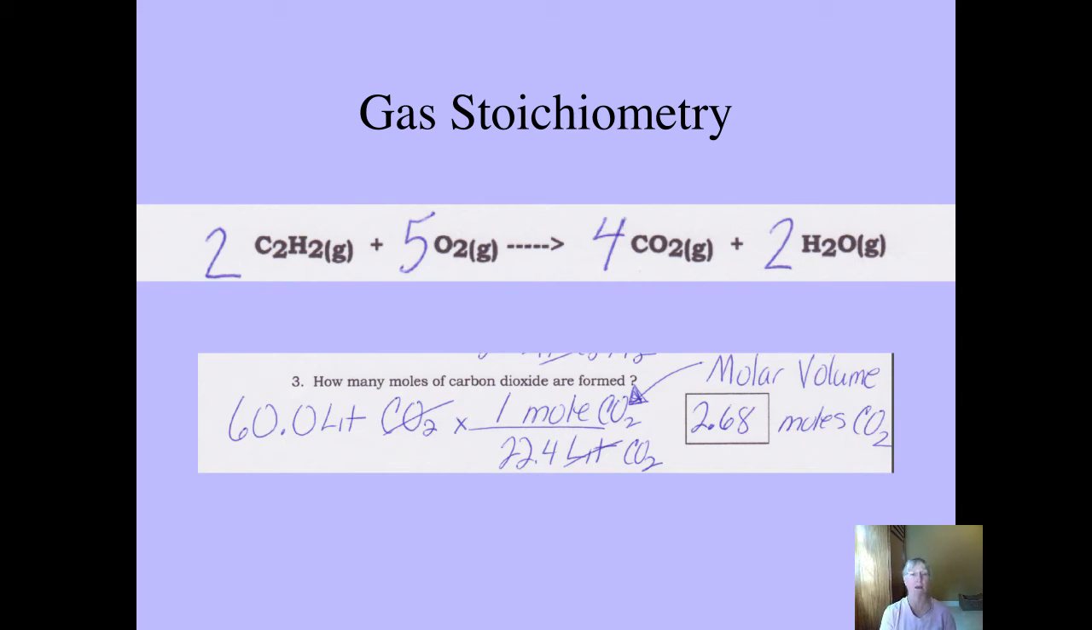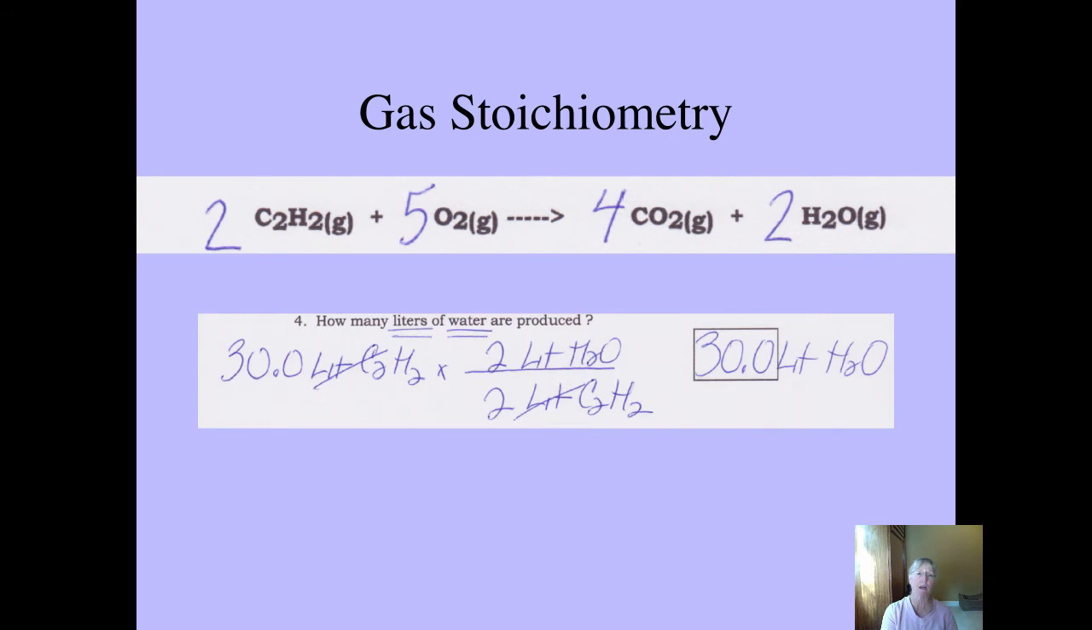Important concept. That could have been 60 liters of any gas. Remember, at STP, the volume of any gas, 1 mole of any gas, is 22.4 liters. The identity of the gas does not matter.